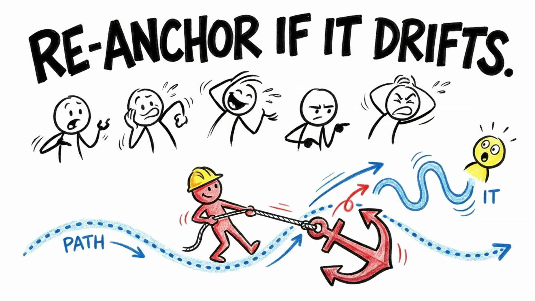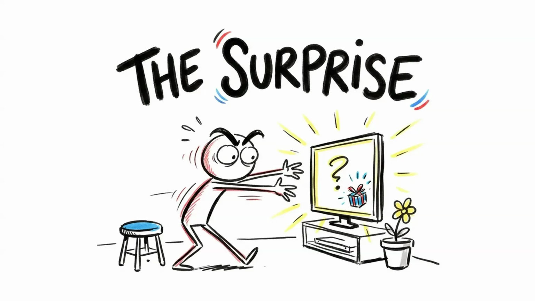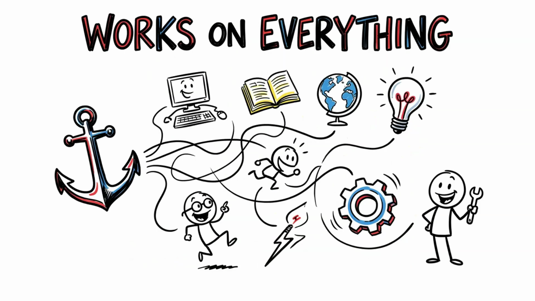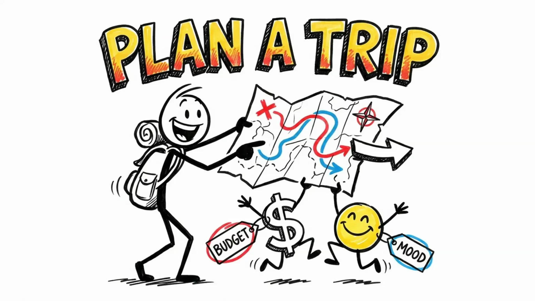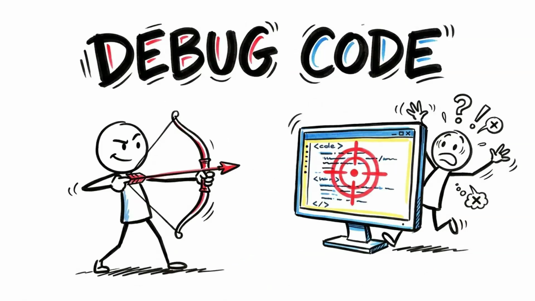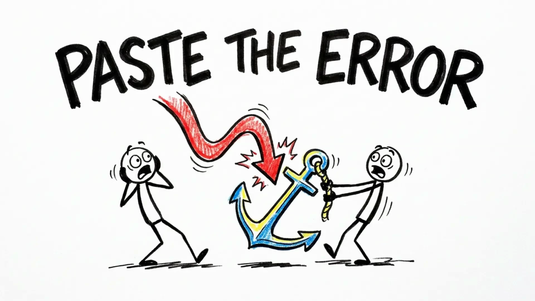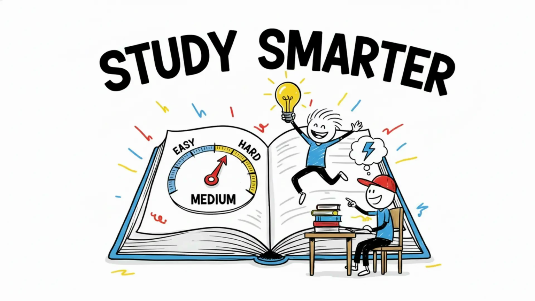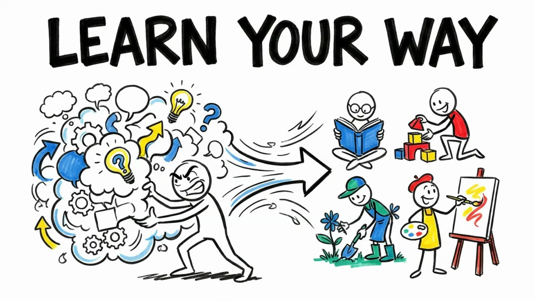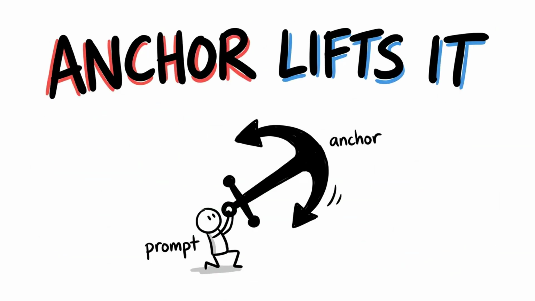Here's the part that surprises most people. The anchor works on absolutely everything, not just writing. Planning a trip? Anchor your budget and your vibe first. Debugging code? Anchor your language and your goal first. Even paste the exact error message so it stops guessing your setup. Studying? Anchor your level and how you learn best. Say I learn through analogies and every concept arrives already translated. The prompt stays tiny. The anchor does the heavy lifting.